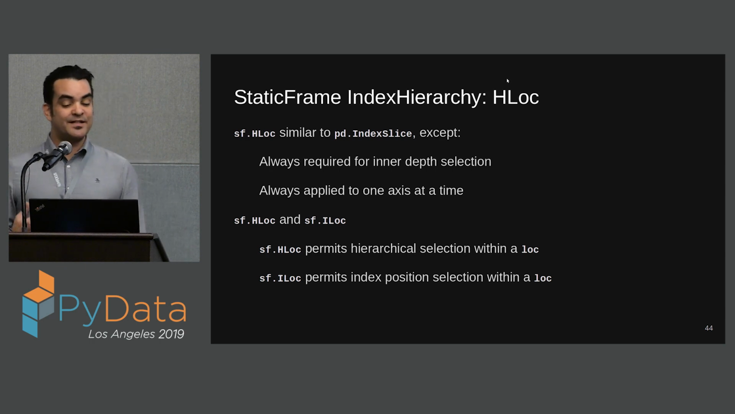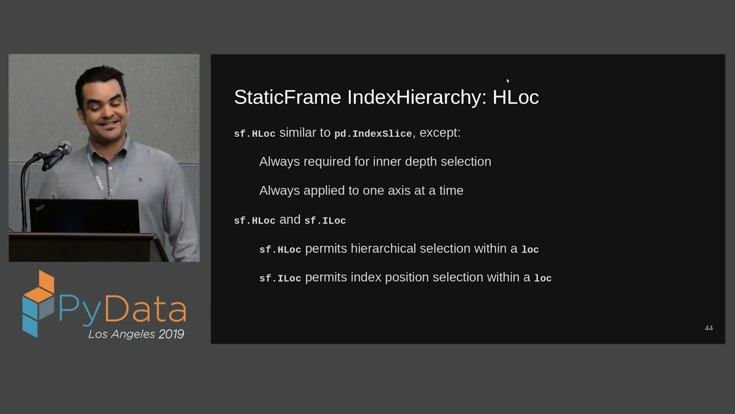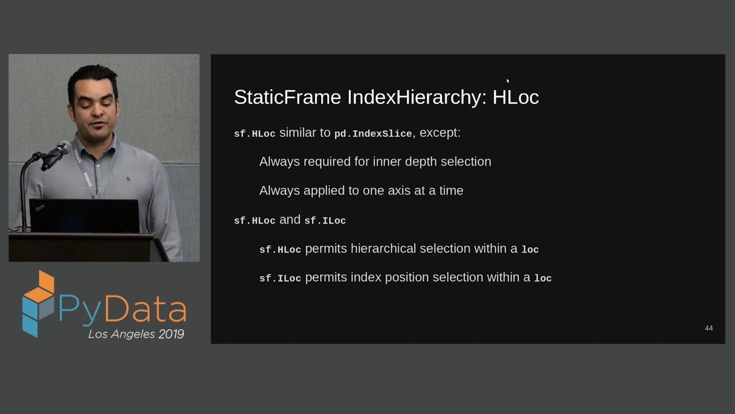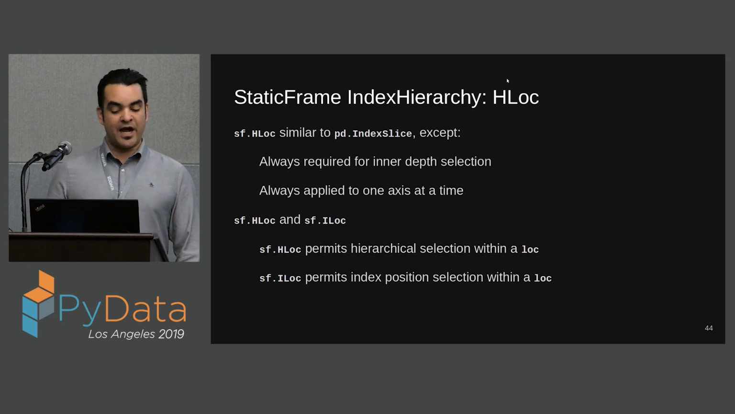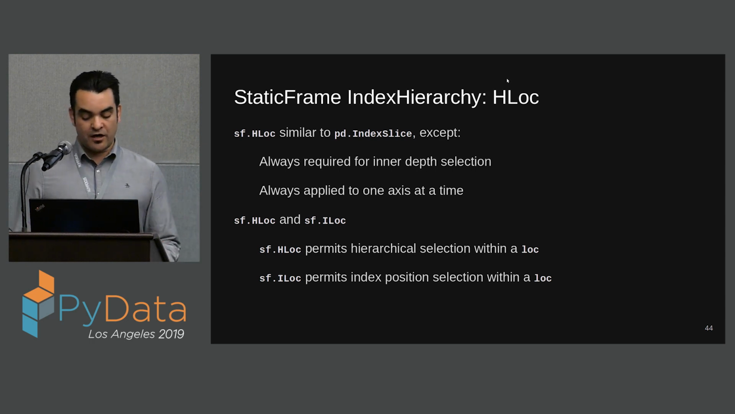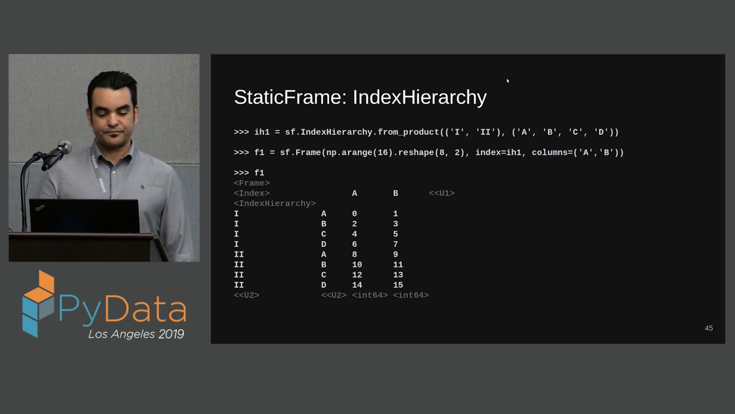So HLoc is similar to the pandas IndexSlice, except it's always required for inner depth selection, and it's always applied to only one axis at a time. HLoc is a sibling to another object called ILoc. HLoc permits hierarchical selection within a loc. ILoc permits index position selection within a loc. I won't talk about ILoc further, but the two are sort of siblings, if you will.